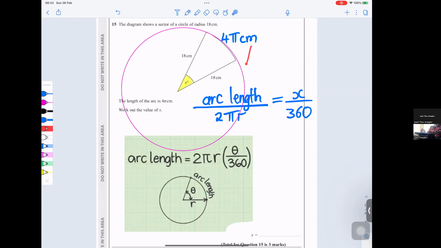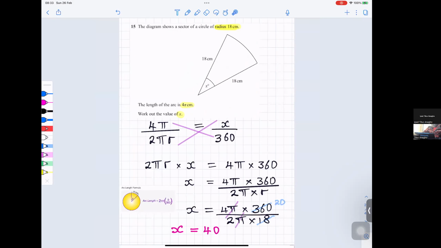You know the arc length is 4 pi. You know the radius is 18. You solve this side and then times by 360 to get the angle. So that is how you do it. And you can use cross multiply. 4 pi times 360 is equals to 2 pi r times x. To get it to a linear form, and then you want to make x the subject, you take 2 pi r to the left, becomes divided by 2 pi r.